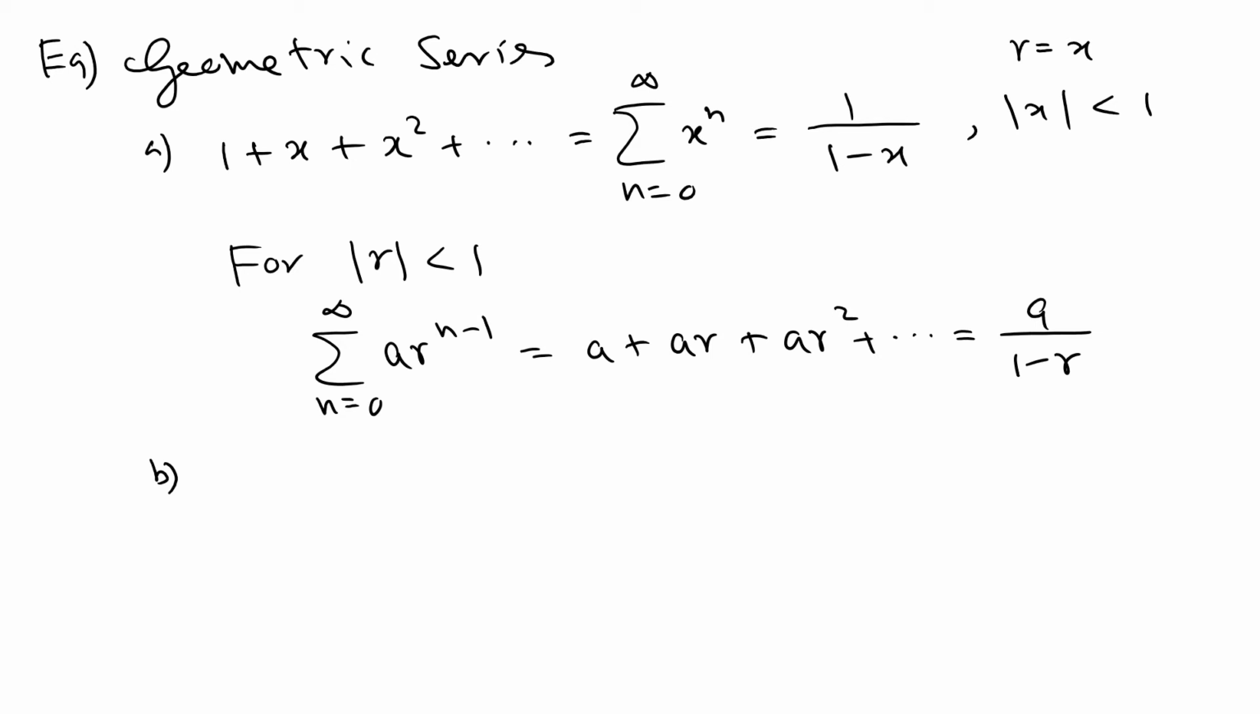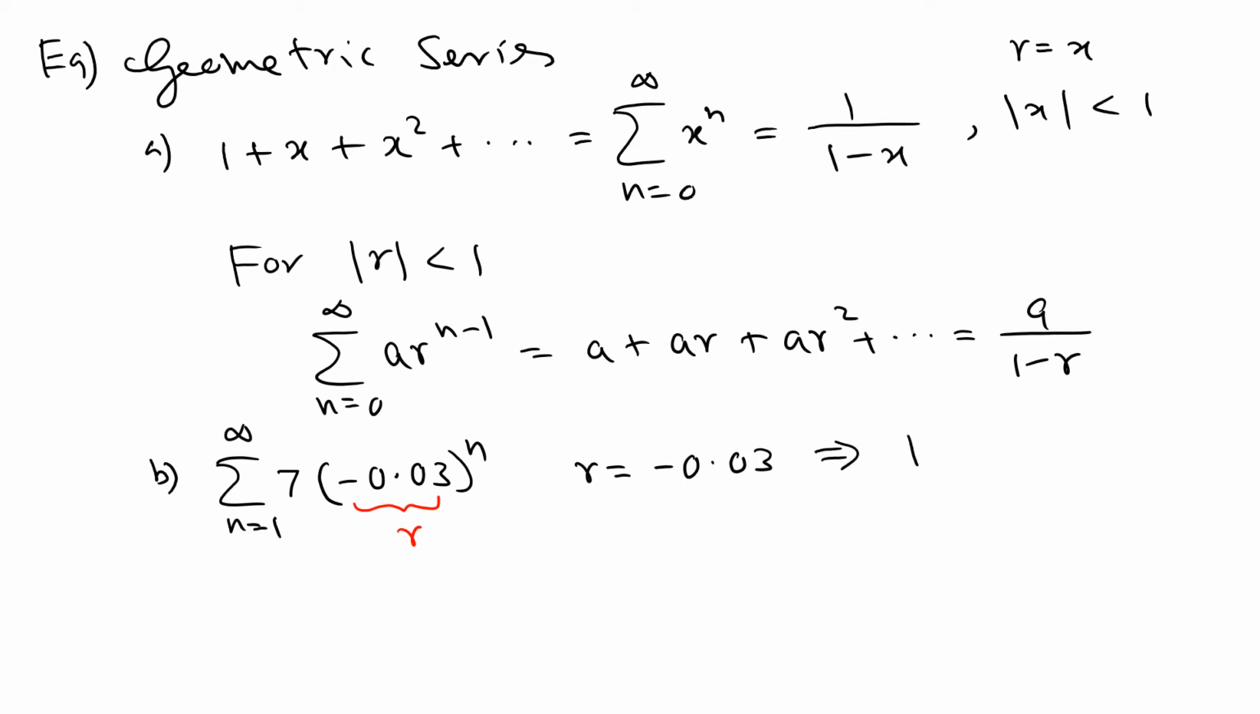So for example, let's look at this one. Let's say the sum from n equals 1 to infinity of 7 times negative 0.03 to the n, or something like that. In this case you can see the pattern, so that's R. R equals negative 0.03, which implies that the absolute value of R is 0.03, so it has to converge. So the series converges.